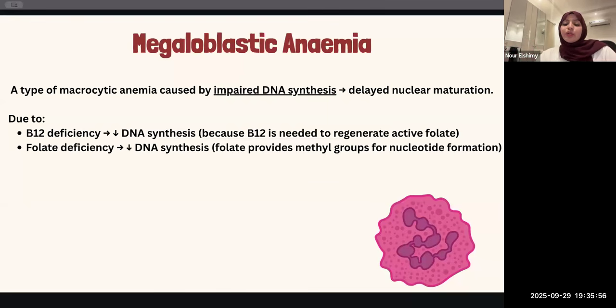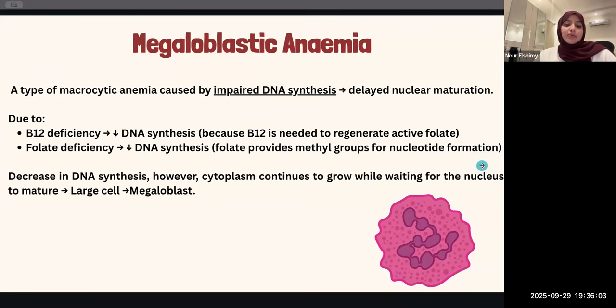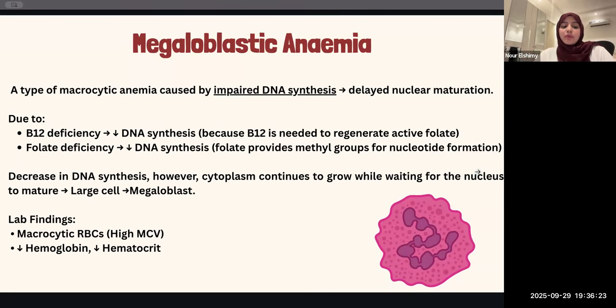Now, why does it look very big though, if there's impaired DNA synthesis? What happens is that the cytoplasm keeps growing, because it's functioning. The issue is with the nucleus, okay? So the nucleus is not dividing, however, the cytoplasm is growing, and that's why it looks very big in size. And again, what are the lab findings? Macrocytic red blood cells, so they're going to have high MCV, and again, with any type of anemia, you're going to have low hemoglobin and low hematocrit, okay?